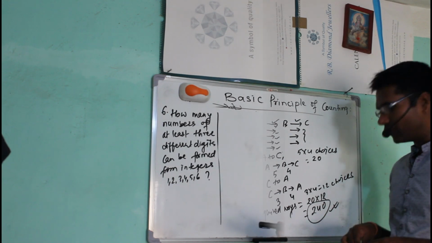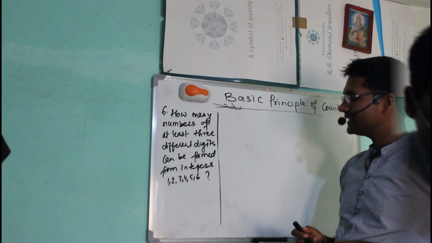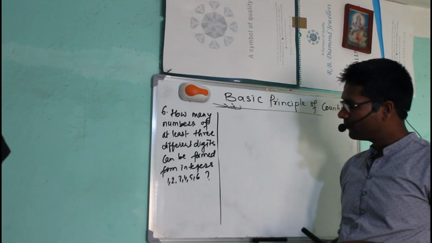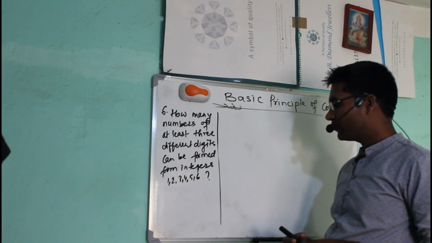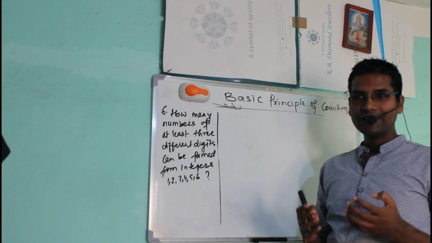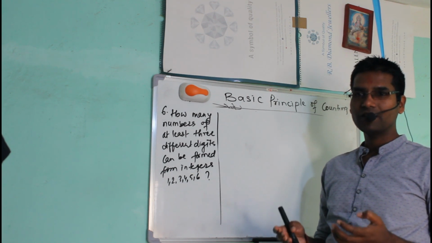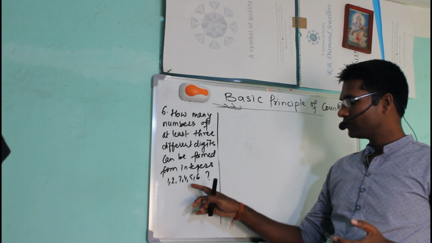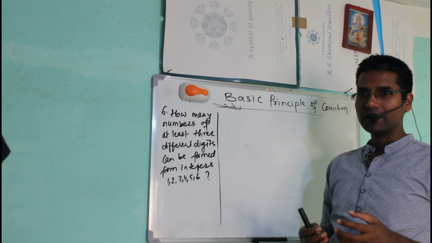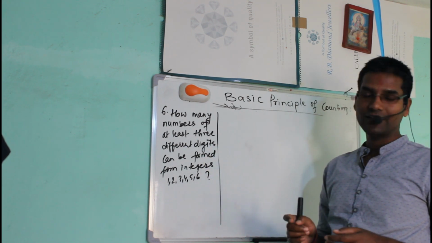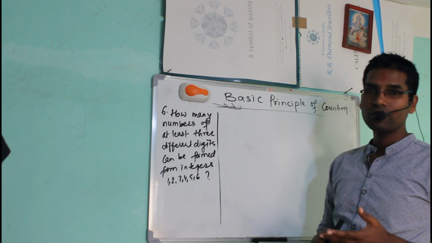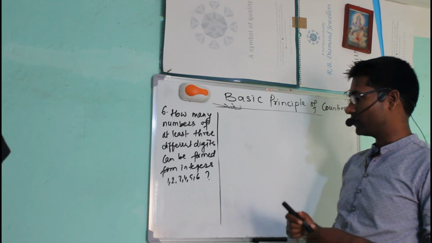How many numbers of at least 3 digits can be formed from the integers 1, 2, 3, 4, 5 and 6? We are trying to form numbers from the given 6 digits, 1, 2, 3, 4, 5, 6, but in our answer we are only allowed to take at least 3 digits. That means the number may be of 3 digits, 4 digits, 5 digits, or 6 digits also. So let's solve this.